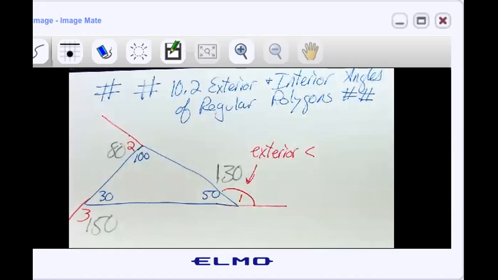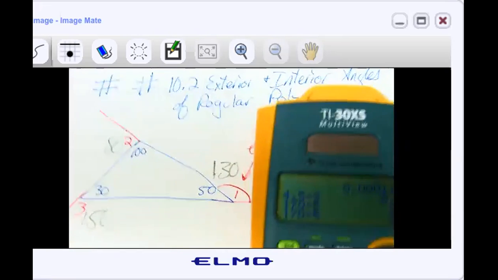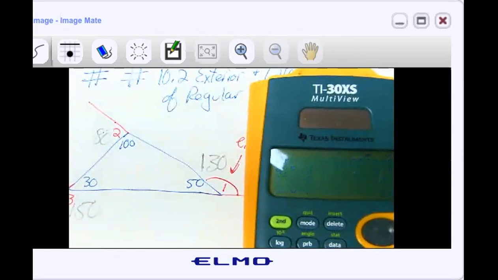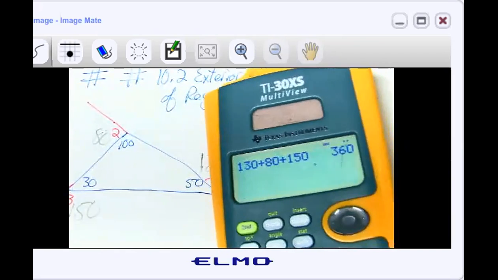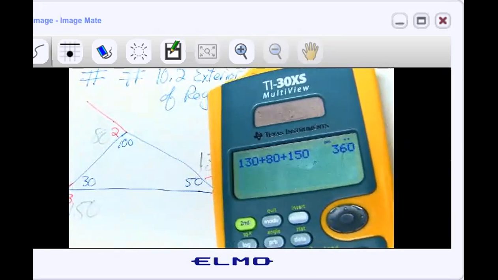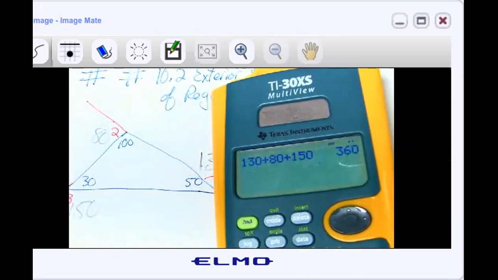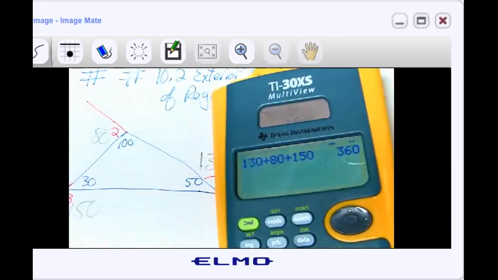Okay, so I know what you're thinking, like, all right, big deal. Well, watch this. What if I took Mr. Calculator and added those 3 values together? Any guesses what it's going to add up to be? The 3 exterior angles of this triangle added to be 360. That's weird. Or is it?